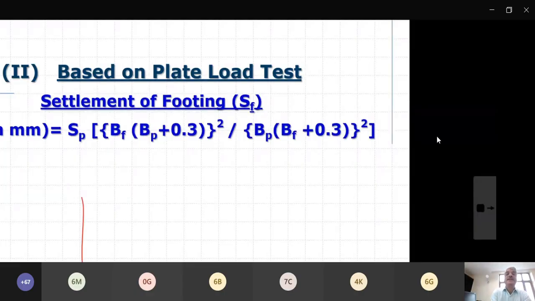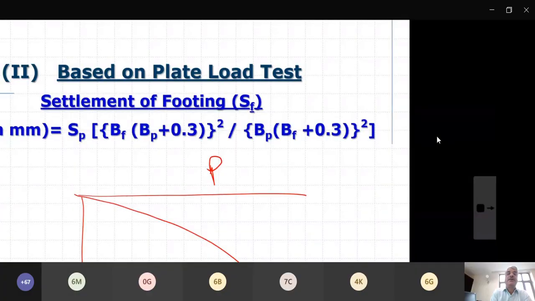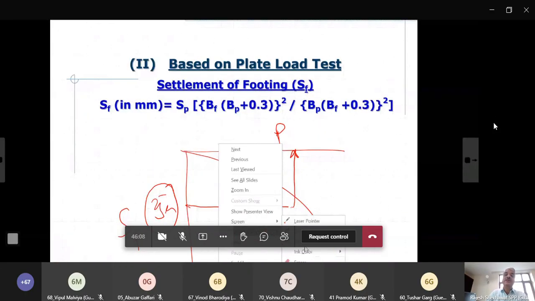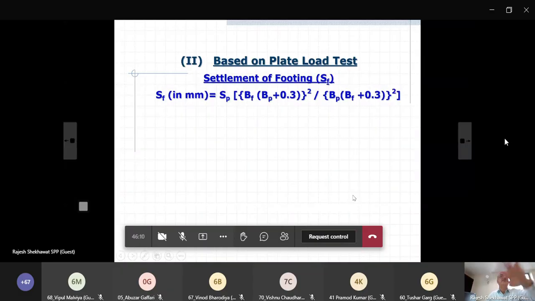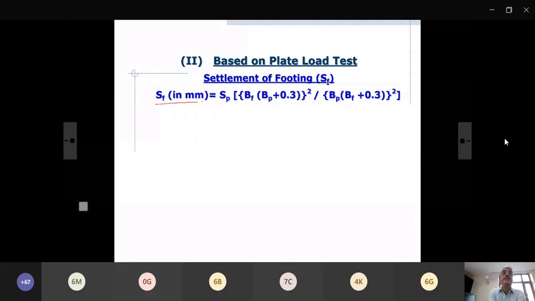Now here, let us say this is my pressure and this is settlement, and my permissible settlement is 25 mm. This is for the plate. First I will convert it to settlement of footing, and then for that value you will read your pressure. So you will know how much is the bearing capacity from the settlement point of view. And this is the conversion formula. Settlement of footing in mm is calculated by this formula.